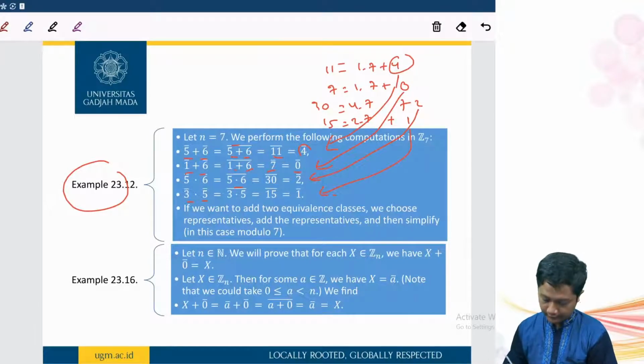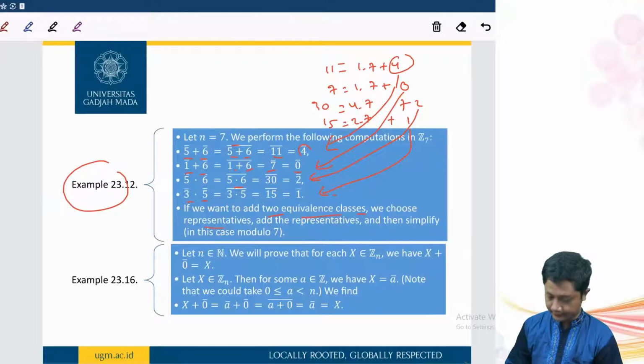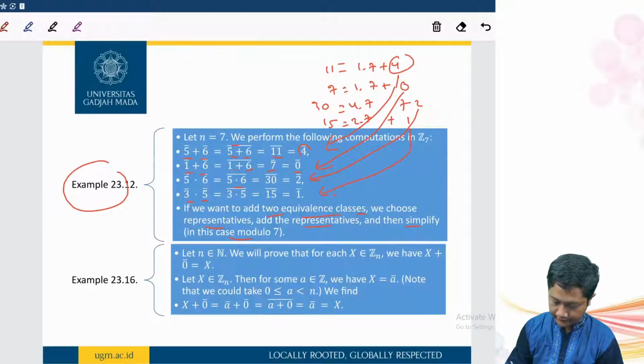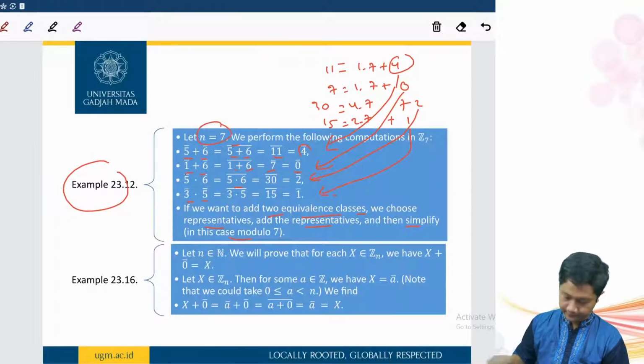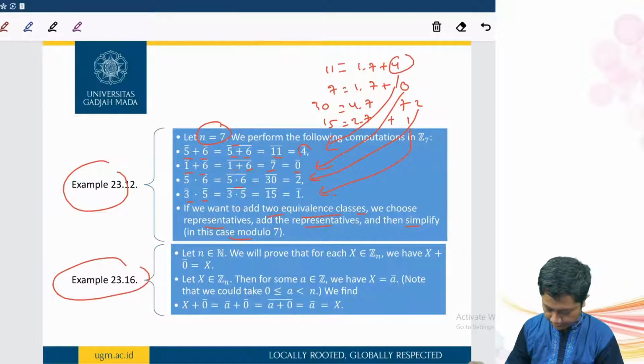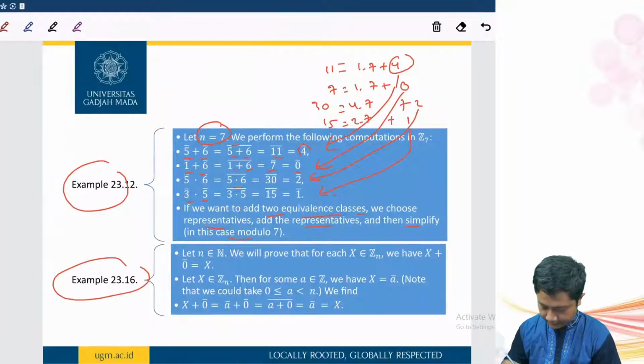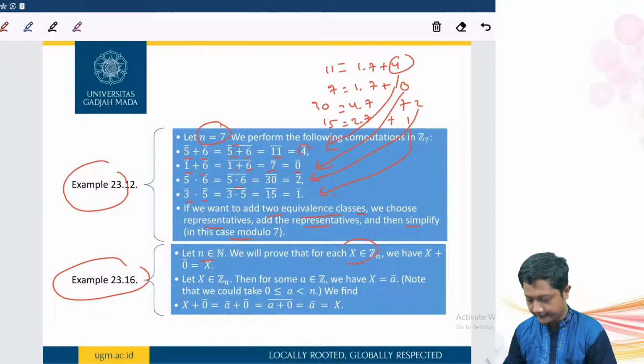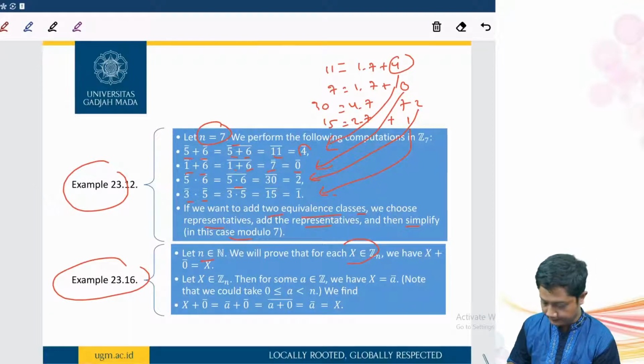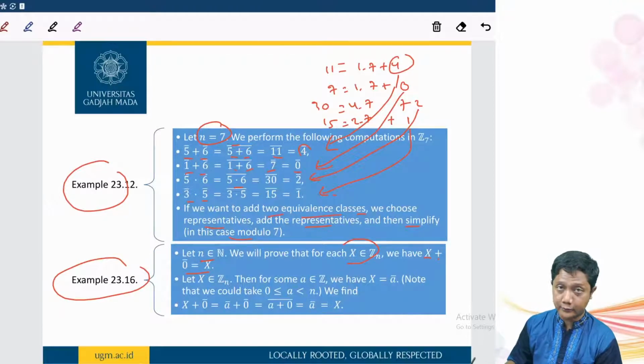So if we want to add two equivalence classes, we choose the representatives, just add, then simplify. In this case, we use modulo 7. The next example is example 23.16. When we have a natural number n, we can prove that for each x in Zn, we have x plus 0 is equal to x.